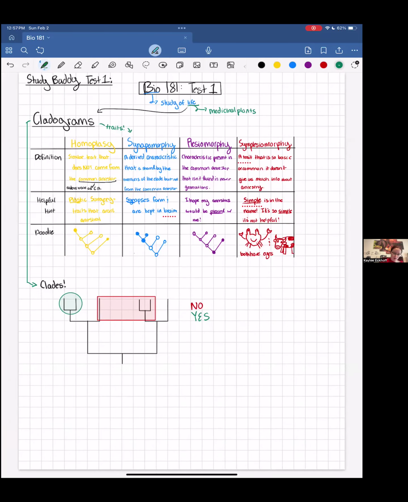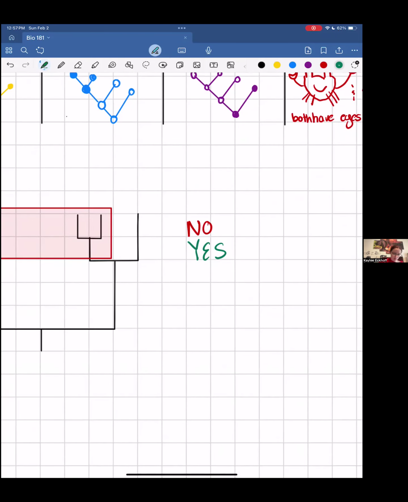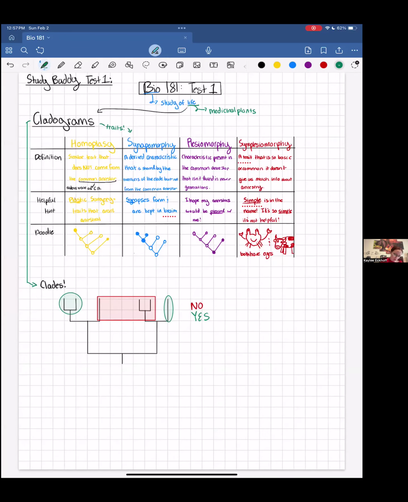But what about this line right here? If I wanted to include this line, what would that be? Well, you're including where it goes from the one ancestor up, you're including the branch up. So that would be a clade. It'd be a very small clade, but it'd be a clade. So yeah, that's kind of how to determine clades.